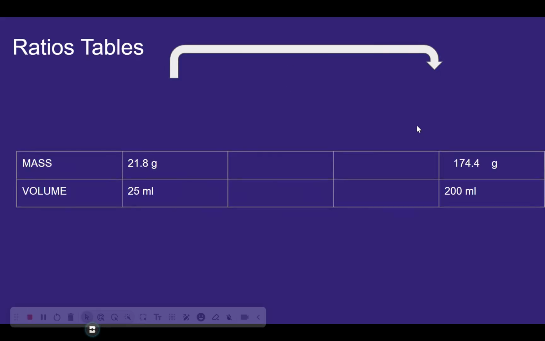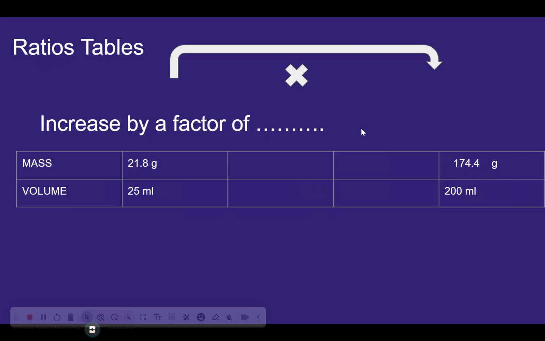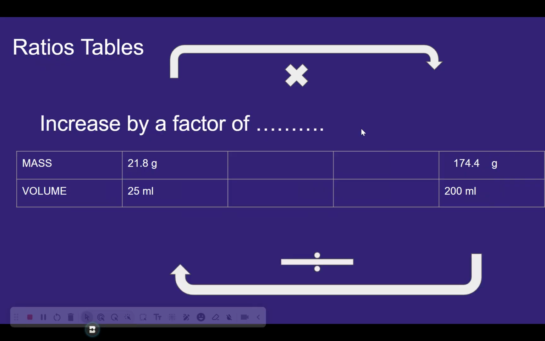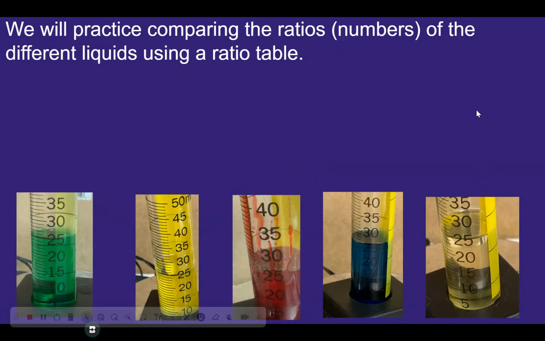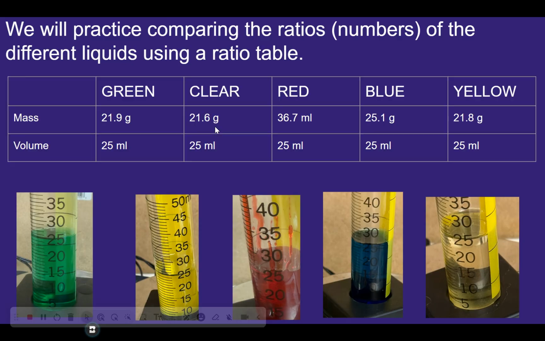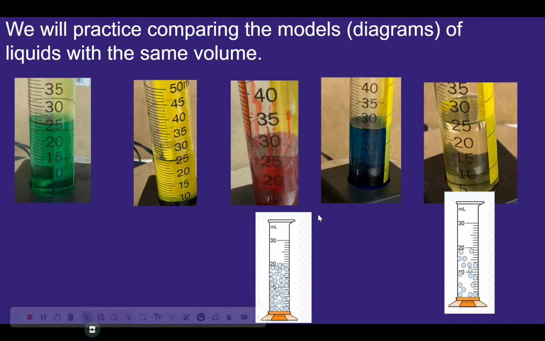So ratio tables, when you see them and there's a missing number, you're either going to increase by a factor of something or decrease by a factor of something. Increase is multiply, and decrease is divide. You're going to practice filling in those ratio tables with measurements using different liquids. Like we just talked about, if it's increasing, you multiply by a factor. If it's decreasing, you divide by a factor. And then you're going to match molecules with the same volume. Which one would have more molecules?